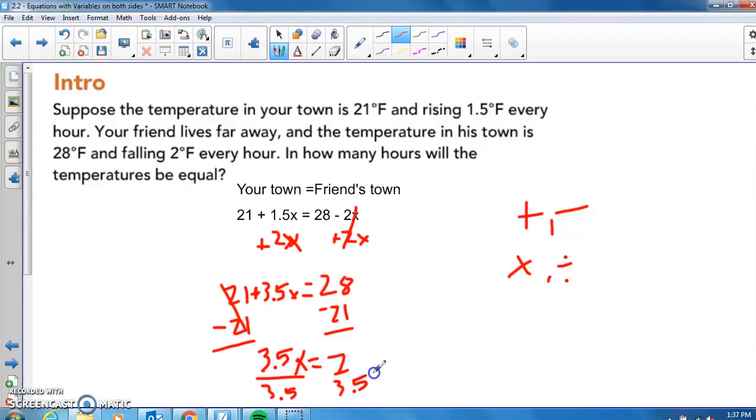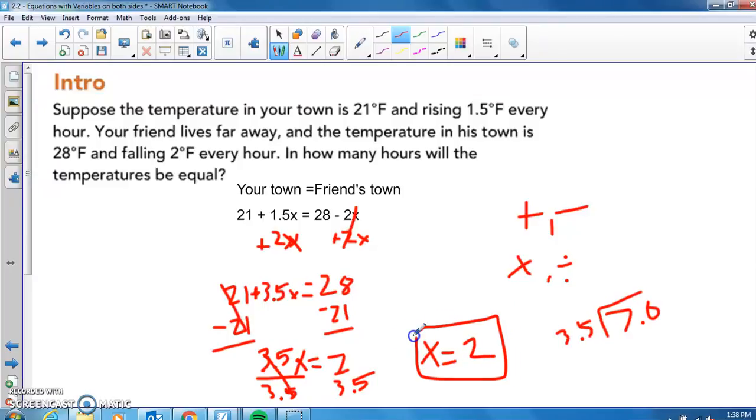So the 3.5x divided by 3.5, that cancels out. So that leaves x equals 7 divided by 3.5. If you need to go off to the side, divide 7 by 3.5, move the decimals and all that good stuff. You're going to see that you're going to get an answer of 2. So our answer here is x equals 2.